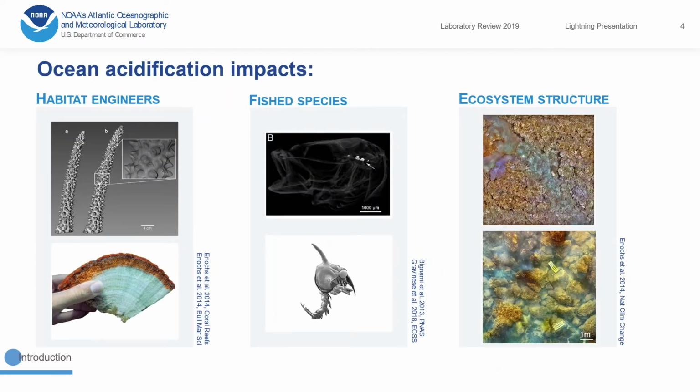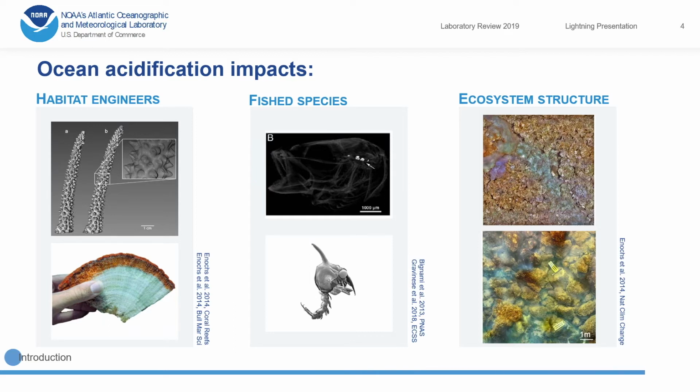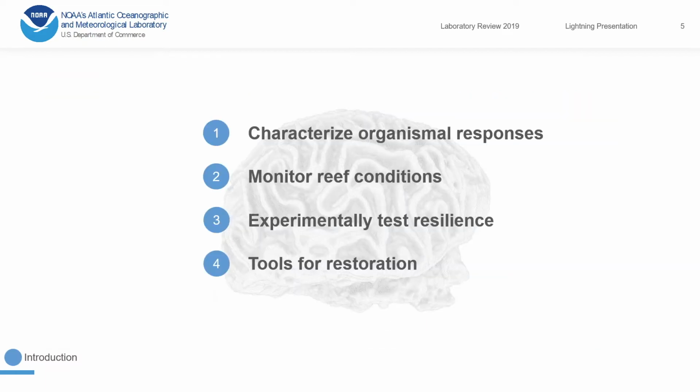And at AOML, we have shown that ocean acidification has slowed down coral growth, increased erosion. It has directly impacted fish stocks, and it has led to fundamental shifts in ecosystem structure and function of coral reefs.